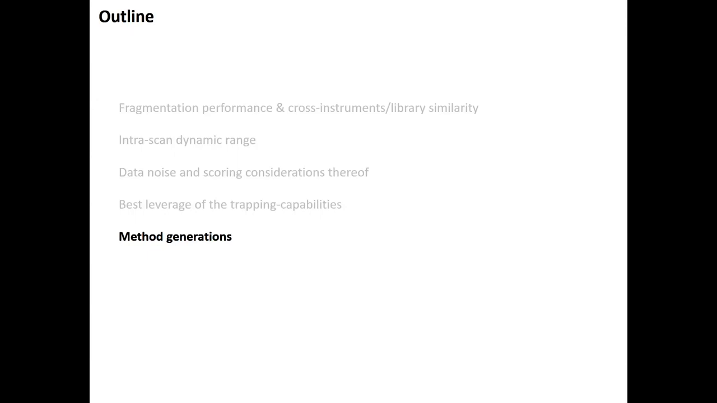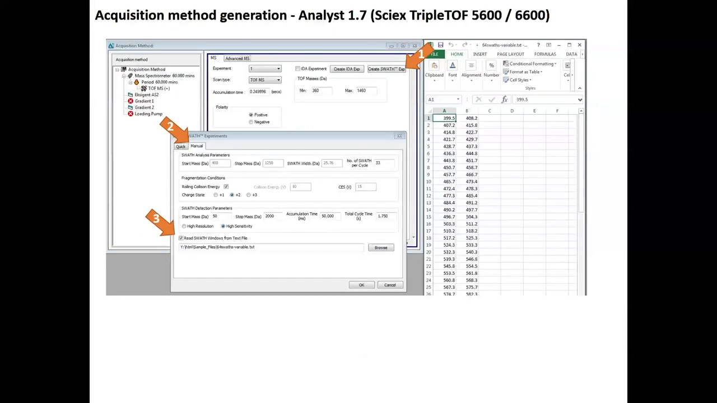in order to get the best possible data from your trapping instruments. Now I have a couple of slides for method generation, just to make some points maybe for people that have either of each machine. So this is a picture from Analyst, TripleTOF 5600 or 6600, doesn't really matter.